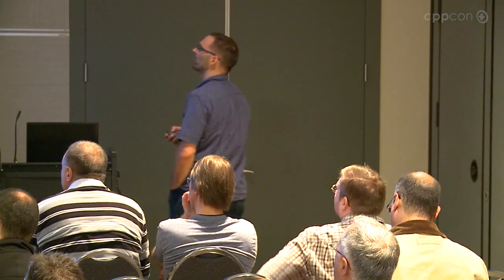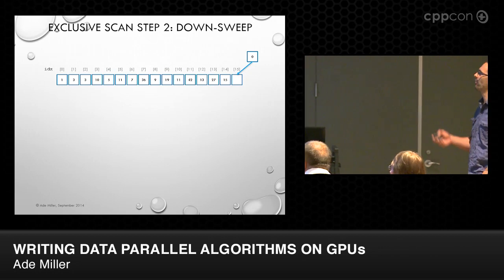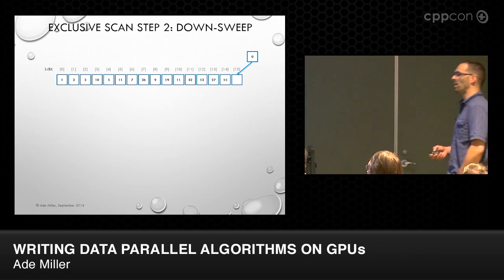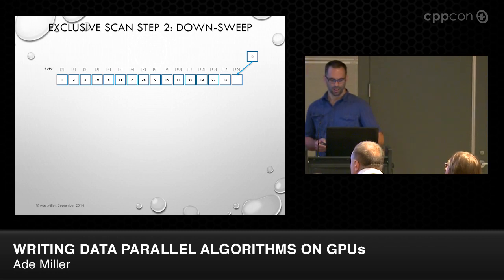So this occurs in two steps. The first step of my scan is I do an upsweep. So I do a reduction. The second step is what's called the downsweep. The first thing I do in the downsweep is I zero out the top element of my array. So I throw away the total of my reduction. And here's where it gets complicated. And this is why we're not going to look at this in code.